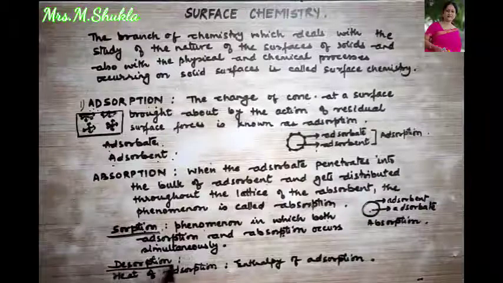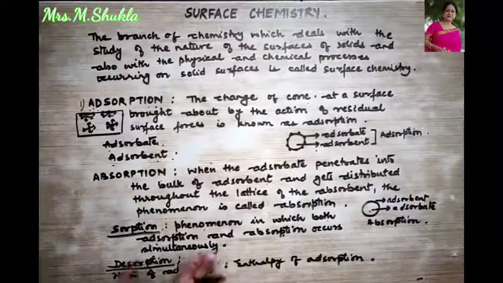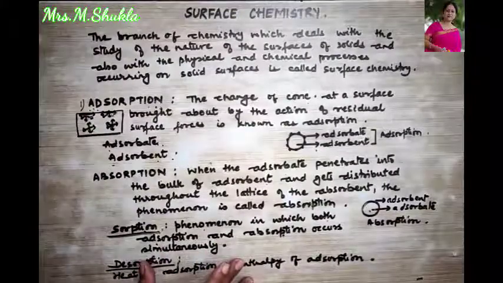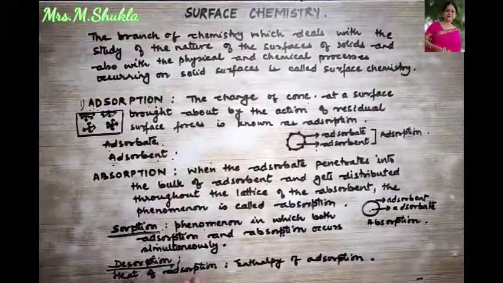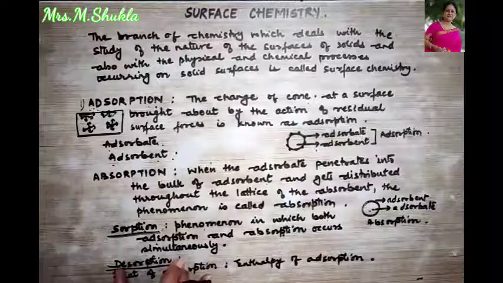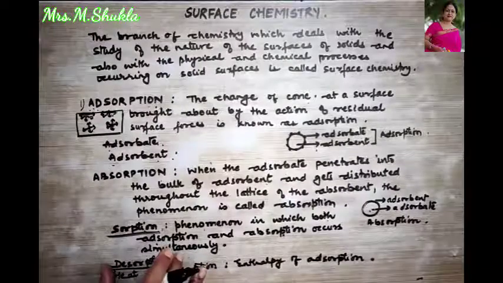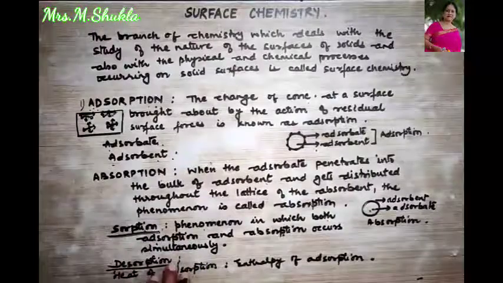Next we come to desorption. My next term is desorption. The process of removing an adsorbed substance from the surface of the adsorbent is called desorption. I repeat, what did I say? It is a process of removing an adsorbed substance from the surface of the adsorbent. That is called desorption.